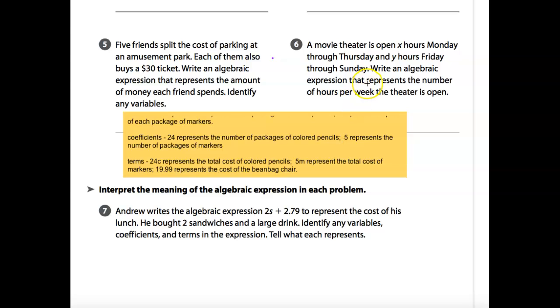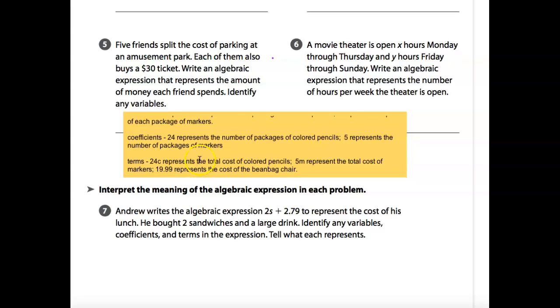So she bought 24 packages of colored pencils. I didn't make the text box big enough. All right, C is 24 packages of colored pencils, okay? And then she bought 5 packages of markers. So 5M is 5 packages of markers. And then 1999 is for the beanbag chair.